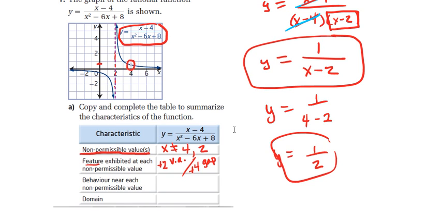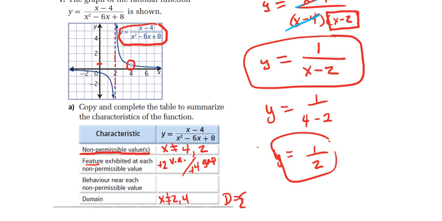Negative infinity. For domain, I'm not really sure what the book is requiring of you. The domain is all values of x except for x equals 2 and x equals 4. Like I say, I'm not really sure how you're allowed to write it right now. For me, if you say x cannot equal 2 or 4, I'm sort of okay with that.